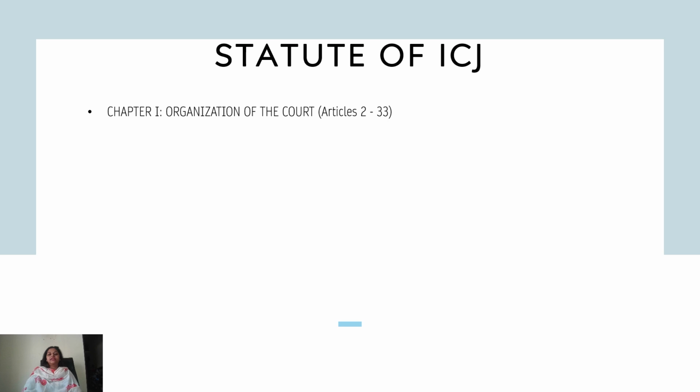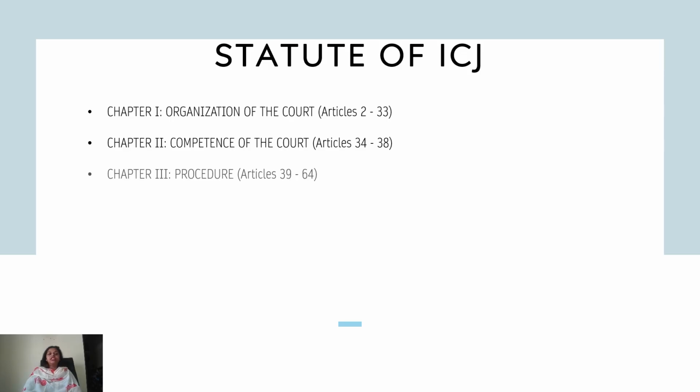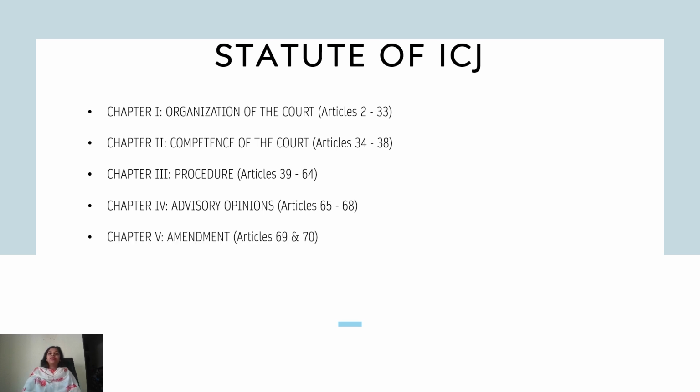Chapter 1, that has Articles 2 to 33, talks about the organization of the court. Chapter 2, which is from Articles 34 to 38, talks about the competence of the court. Chapter 3 talks about procedure. It has Articles 39 to 64. Then comes Chapter 4 from Articles 65 to 68. It talks about the advisory opinion of the International Court of Justice. Chapter 5 talks about the amendment to the Statute of International Court of Justice. Articles 69 and 70 deal with it.